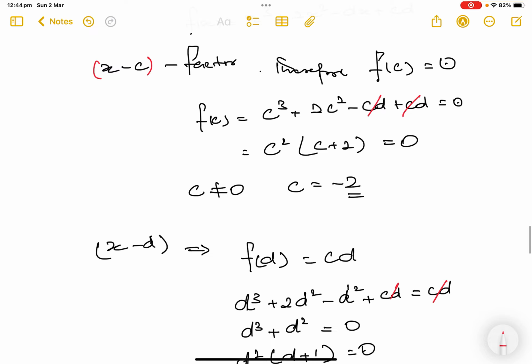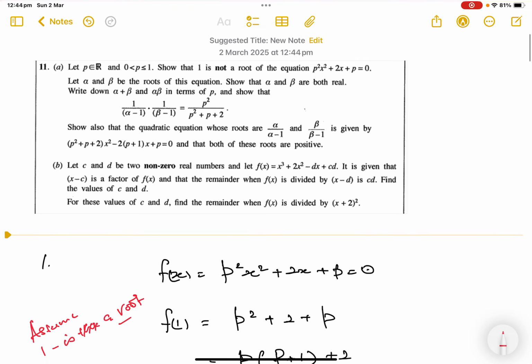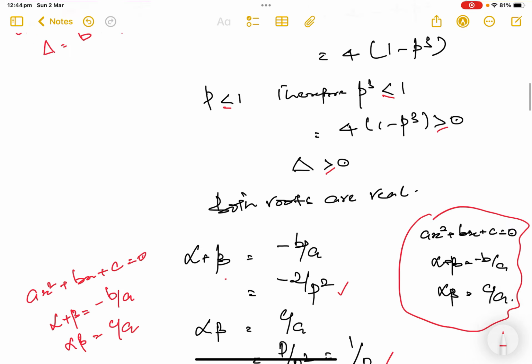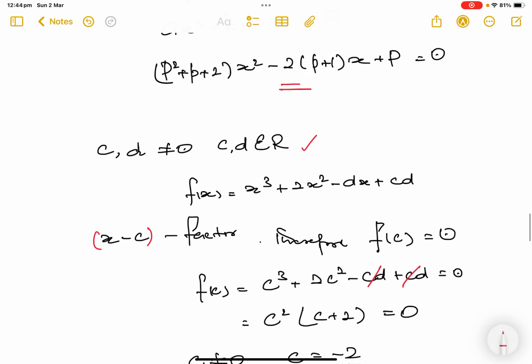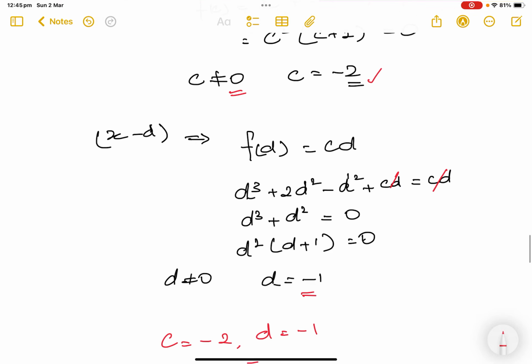From that, c cannot be 0 because we have been given that c and d are non-zero constants. So therefore, c cannot be 0. So c is only minus 2. So that c is found.